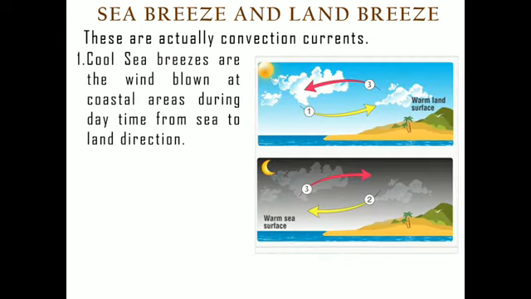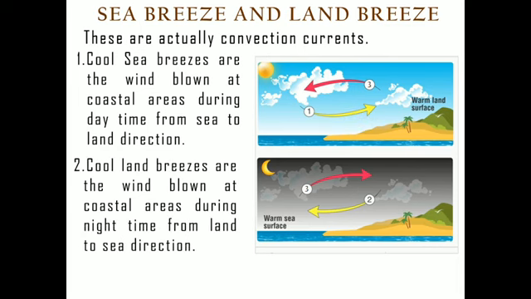So let us see this diagram. The first one, the top picture, is the picture of sea breeze. So what is sea breeze? I am going to tell you about this in this particular slide. Sea breezes are basically cool breezes. These are cool sea breezes, winds blown at coastal areas during daytime. Remember, this diagram is showing you the daytime, as the sun is there. These sea breezes are the breezes coming from the sea to the land during daytime. So these are called cool sea breezes or sea breezes, remember.